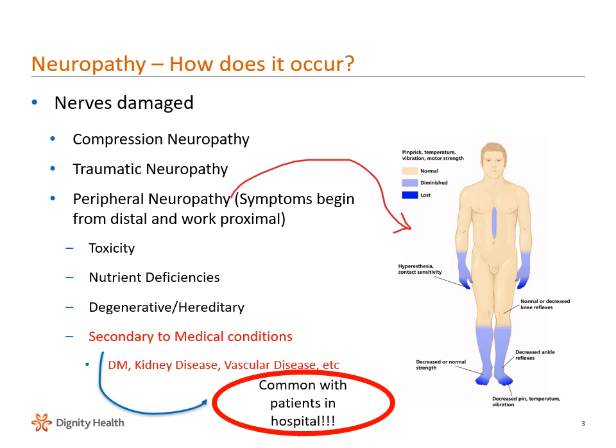And peripheral neuropathy is typically more systemic, so things like toxicity, nutrition deficiencies, degenerative or hereditary, or secondary to medical conditions such as diabetes, kidney disease, or vascular disease. And all of these are very common in our hospitalized patients.